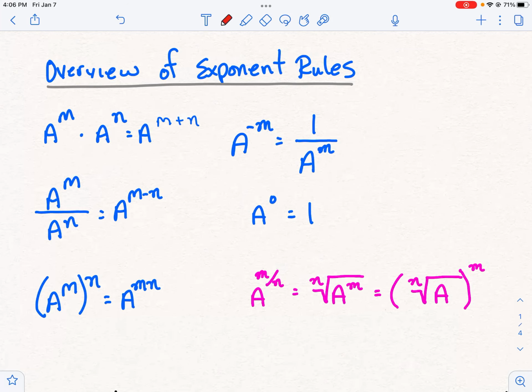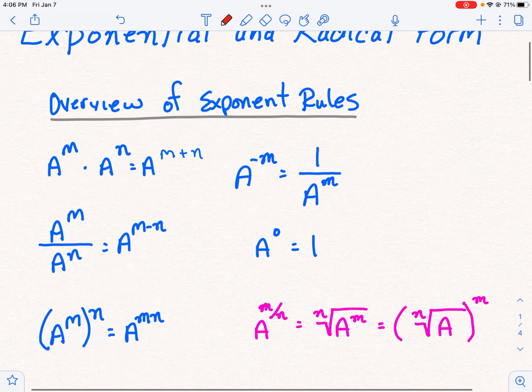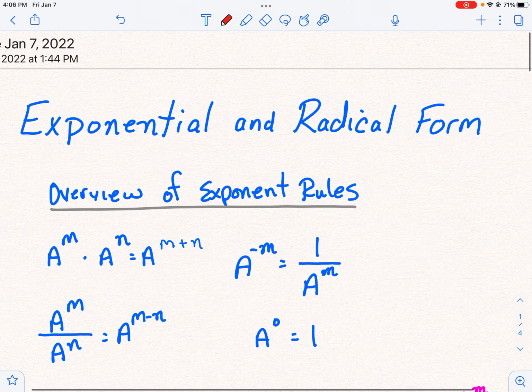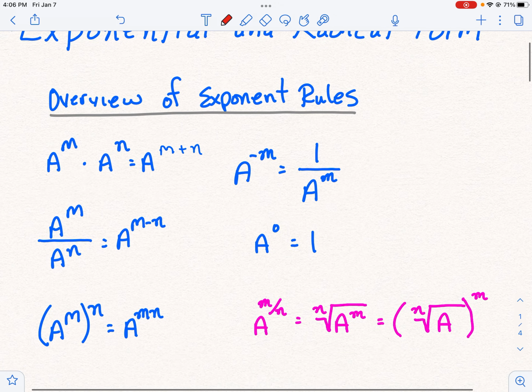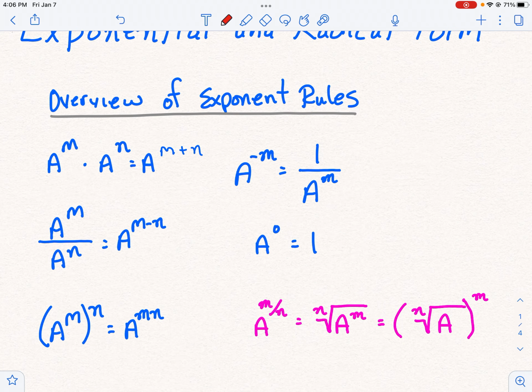Hello everyone, today we're going to work on exponent rules, and specifically we're going to work on going back and forth between exponential and radical form. So when we're doing this, it is key that you understand that there are some exponent rules out there.